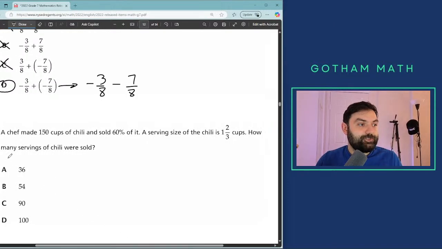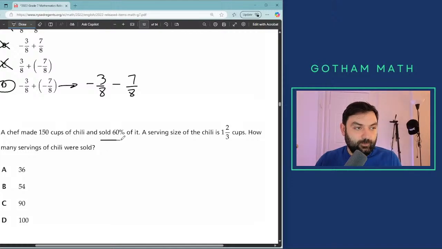Okay. A chef made 150 cups of chili and sold 60% of it. A serving size of chili is 1 2/3 cups. How many servings of the chili were sold? Okay, so first, what I want to find out is how many cups did he sell? Not how many percent, how many cups. So how do we do it?